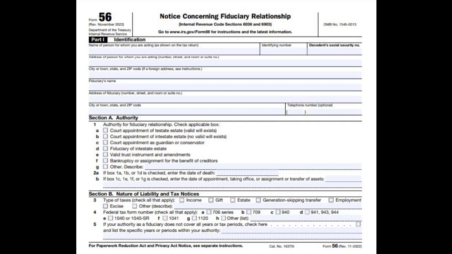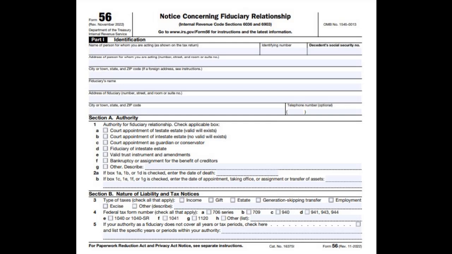Step-by-step guide to completing IRS Form 56. Overview of the form. IRS Form 56 is a two-page form consisting of the following sections. 1. Part 1, Identification. 2. Part 2, Revocation or Termination of Notice. 3. Part 3, Court and Administrative Proceedings. 4. Part 4, Signature.